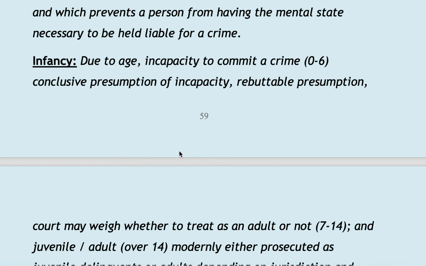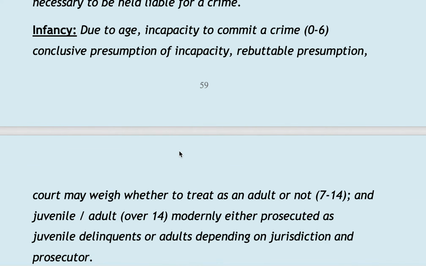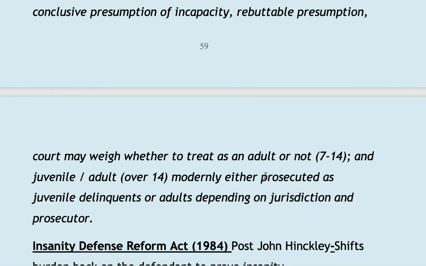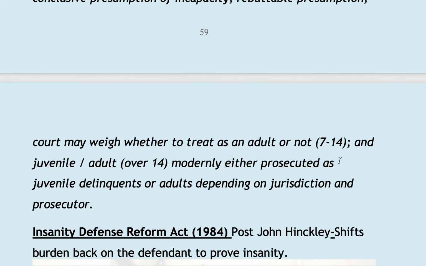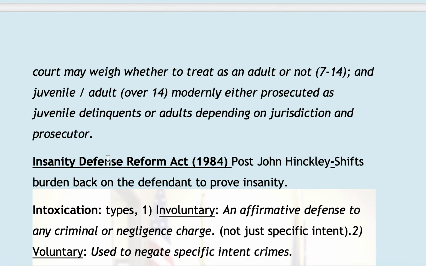Infancy due to age. Incapacity to commit a crime between 0 and 6. Just not capable of it. Conclusive presumption of incapacity. And between the ages of 7 and 14, there's a rebuttable presumption, and the court might weigh whether or not to treat the child as an adult. The prosecutor might too. If they're over 14, modernly, either they'll be prosecuted in juvenile court as juvenile delinquents or as an adult. It just depends on the jurisdiction and the prosecutor.